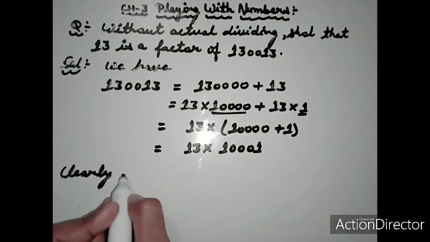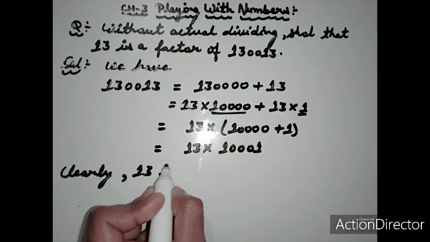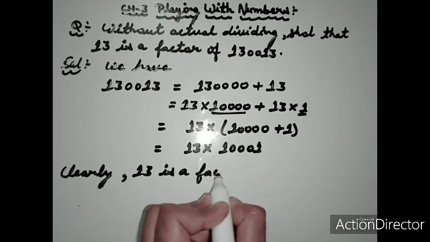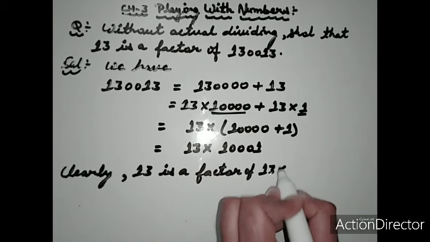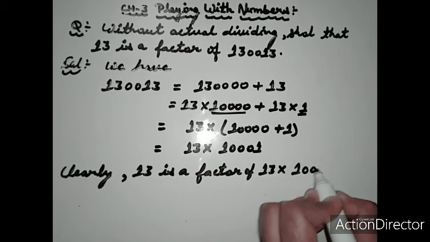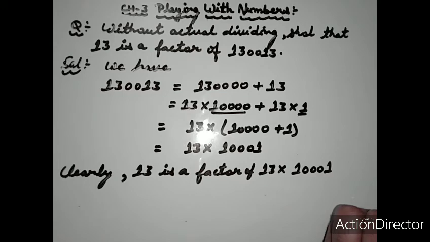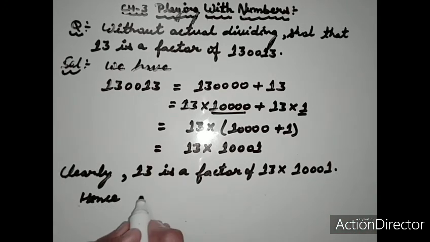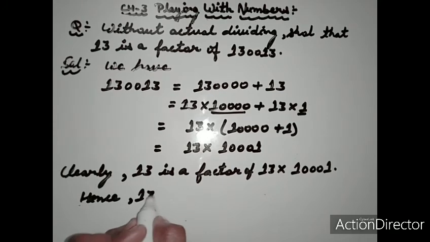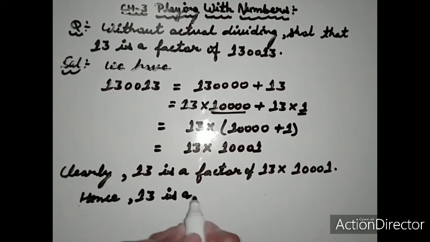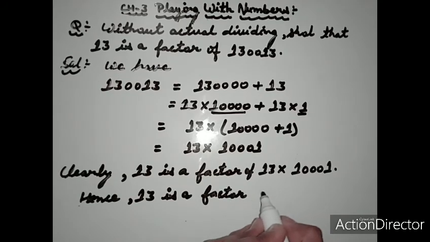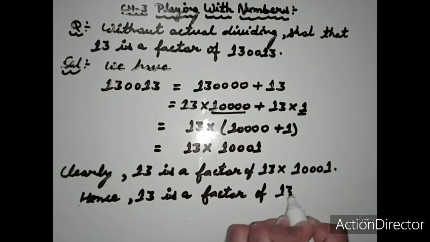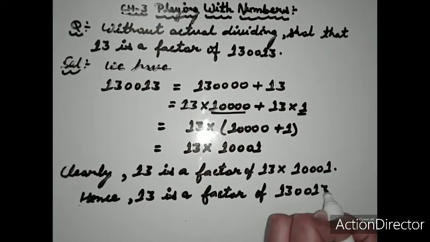So here we write, clearly 13 is a factor of 13 multiplied by 10,001. So hence 13 is a factor of 1,30,013.